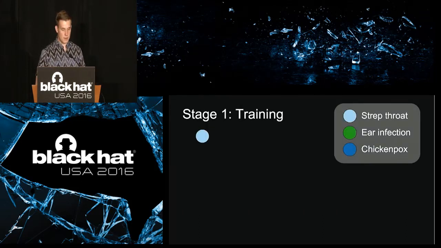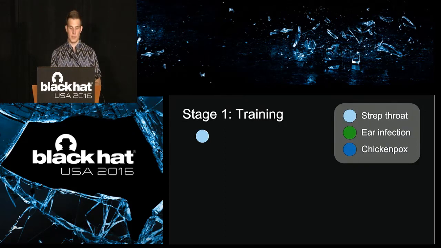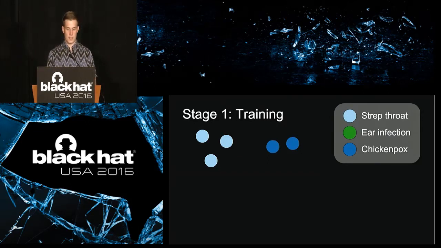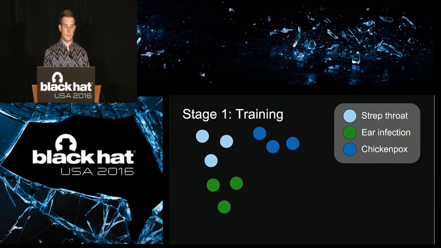Let me just visualize it for you here. So right now we're in stage 1, and Scarlet is training on the strep throat page. So Scarlet takes 3 training samples of the strep throat page, and we see them clustered together here because they're similar strings. Now Scarlet's training on the chickenpox page, and again we see them clustered together because they're similar strings. Finally, Scarlet trains on the ear infection page, and now the training's done. Scarlet has 3 samples of all the pages she thinks Alice might visit.